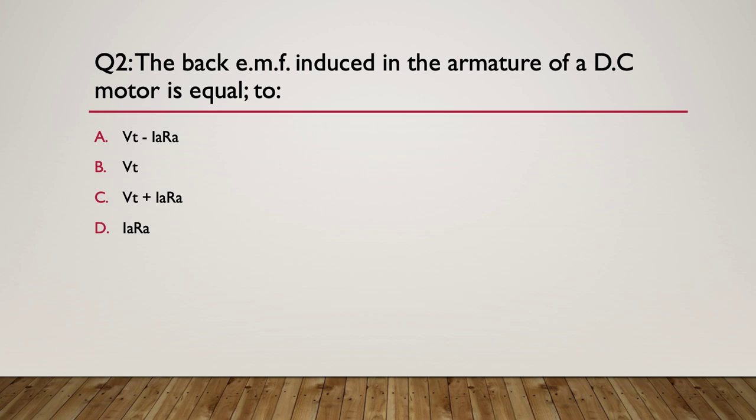Question two. The back EMF induced in the armature of a DC motor is equal to A, volts total minus the current in the armature multiplied by the resistance in the armature, B, just the volts total, C, the volts total plus the armature current and armature resistance multiplied, or D, just the armature current and the armature resistance multiplied.